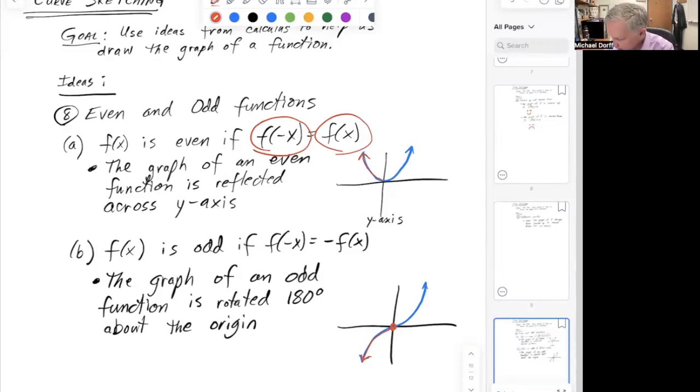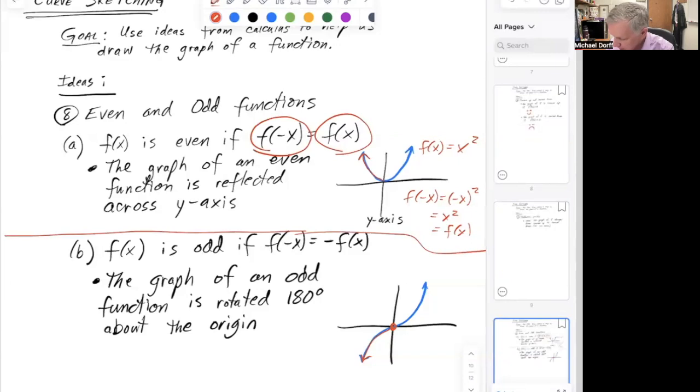A good example of this is f of x equals x squared. You can remember that that's an even function. It has an even power. The power is 2. So I look at f of negative x, that means I put negative x in, I square it, and then I get positive x squared, which is the same thing as f of x. So that gives me an example of an even function.